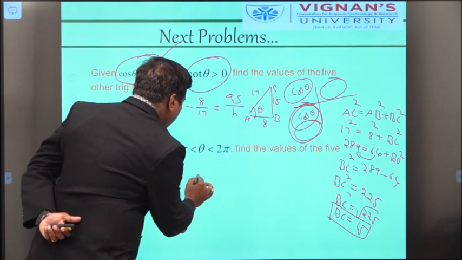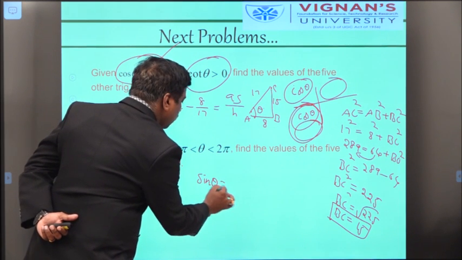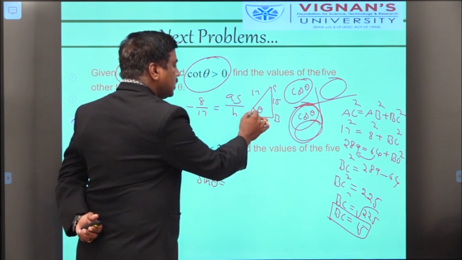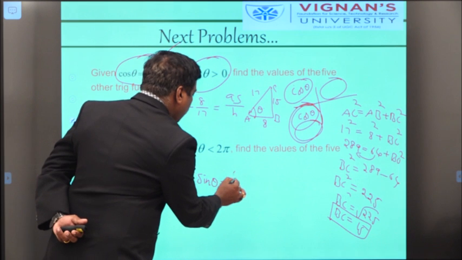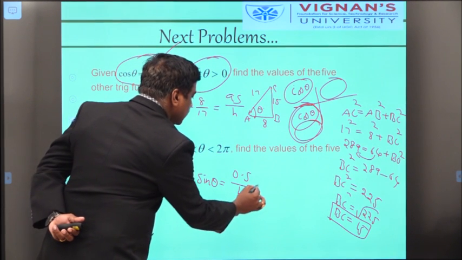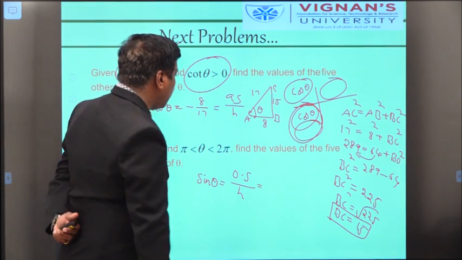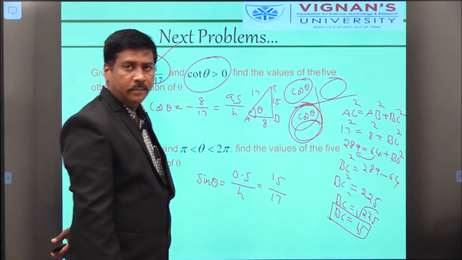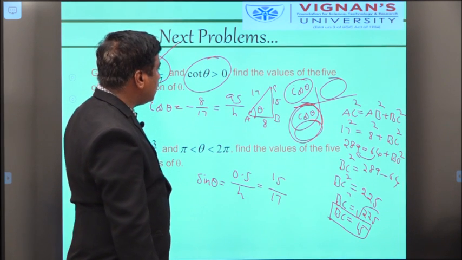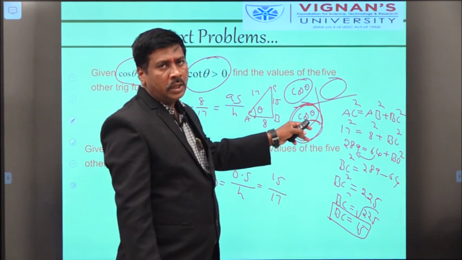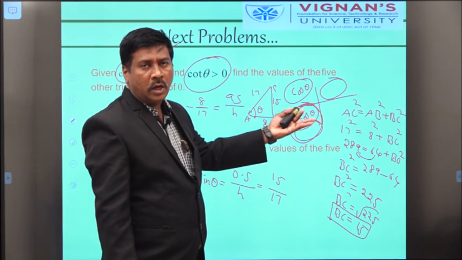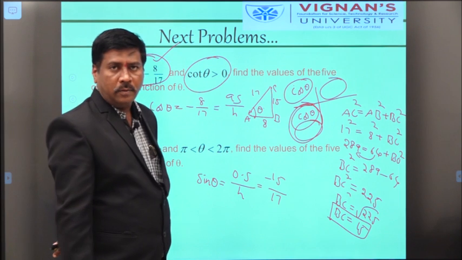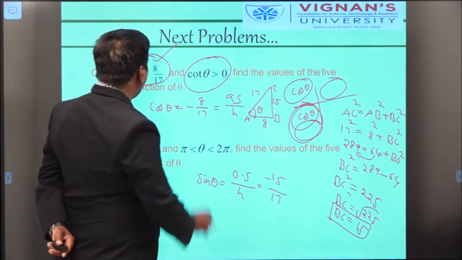Please all of you say this: sin theta is equal to, what is the formula here? For this theta, opposite side by hypotenuse. The opposite side value is 15 and the hypotenuse value is 17. But here the theta value lies in the third quadrant. In the third quadrant, only tan and cot are positive. Whatever the other trigonometric ratios are, they will be negative. That means this value is negative. And cos theta is also given.